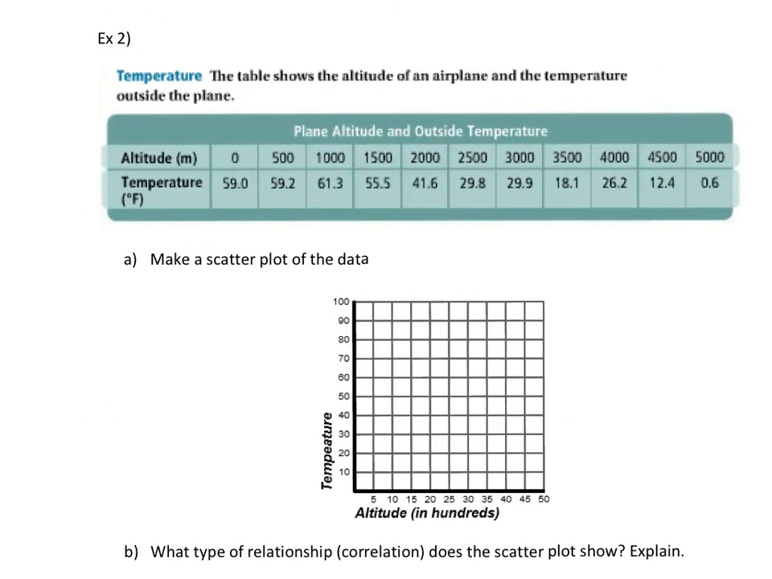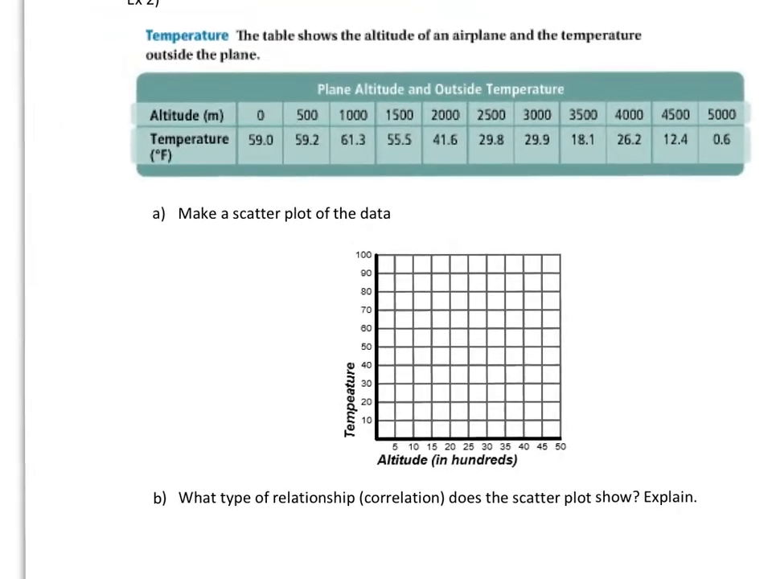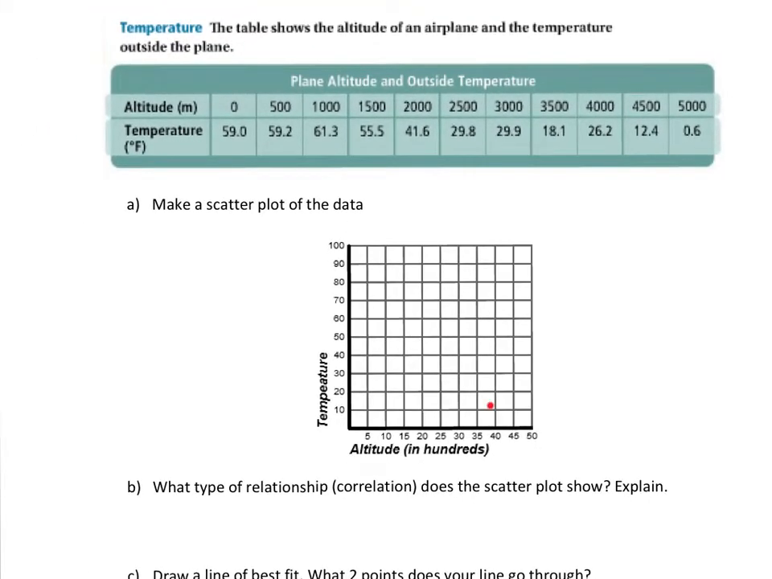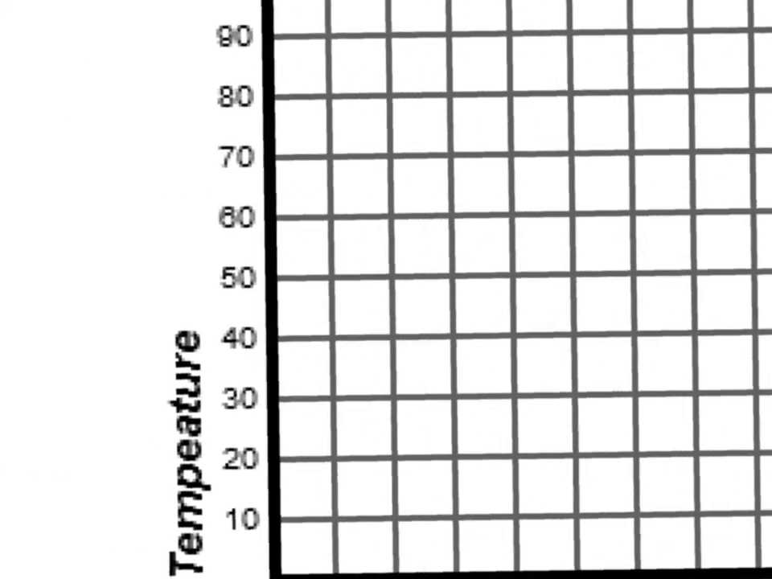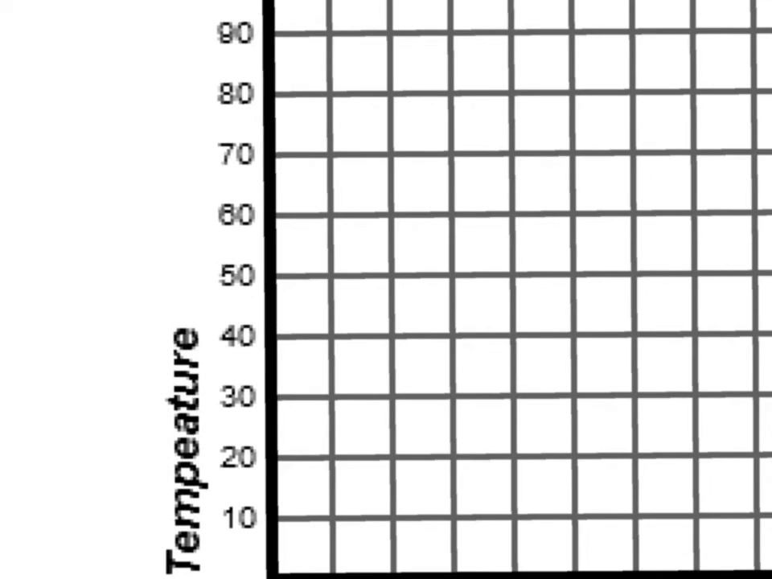The table shows the altitude of an airplane and the temperature outside the plane. Okay, so the first thing we're going to do is graph. The nice thing here is we've already got numbers and we've already got the labels on there for us, so that's fabulous. All we have to do is graph. Now please watch here. This does say in hundreds. Starting off, I'm at 0 and 59. So we'll put a point there.